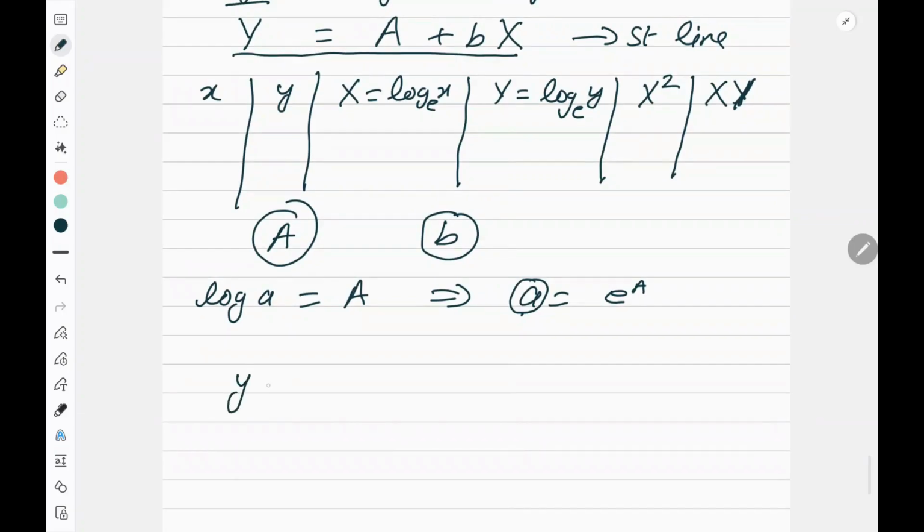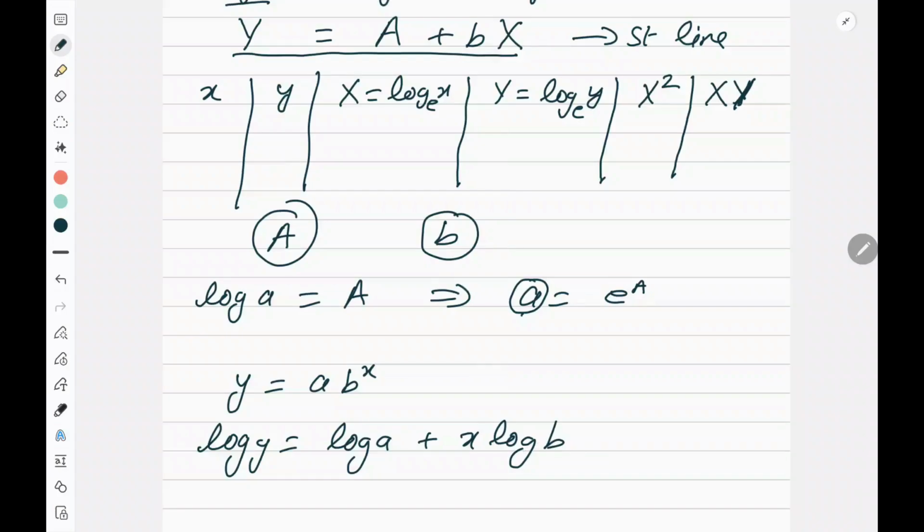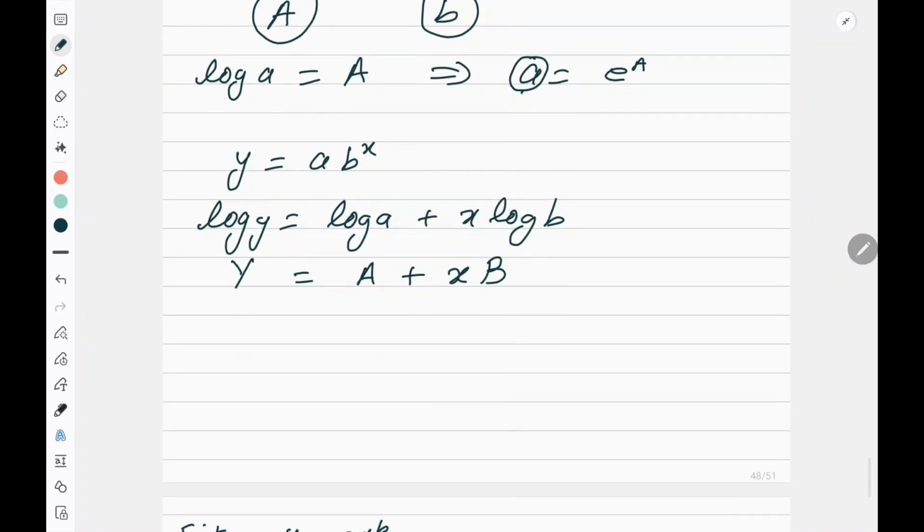Same way, if you have y is equal to a b to the power x, here also you take log. So log y is equal to log a plus x log b. So this will be capital Y is equal to A plus xB. Again it is a linear equation.